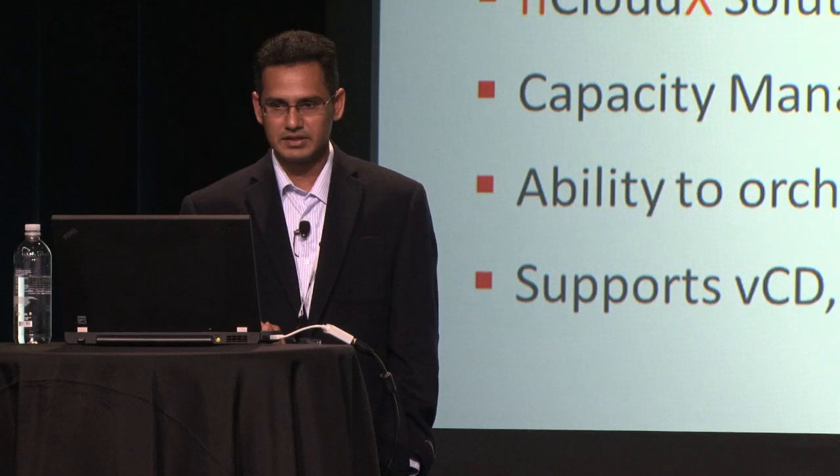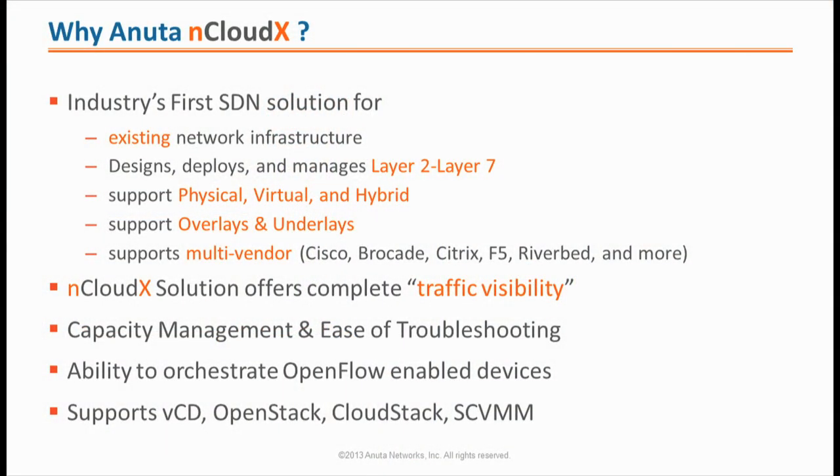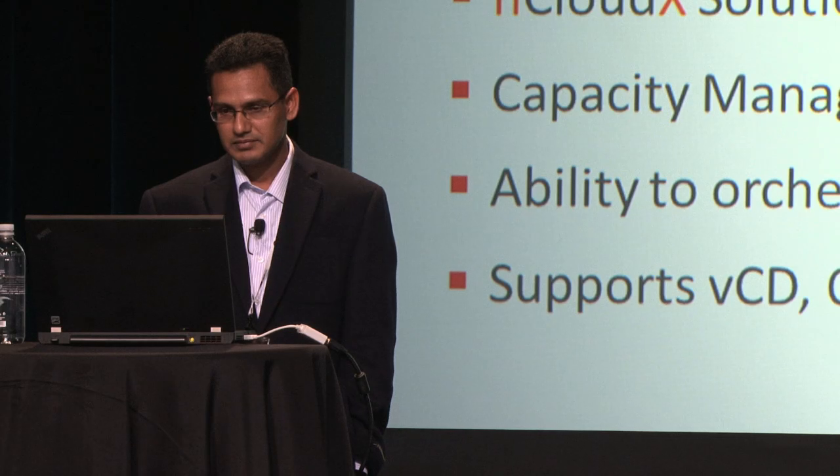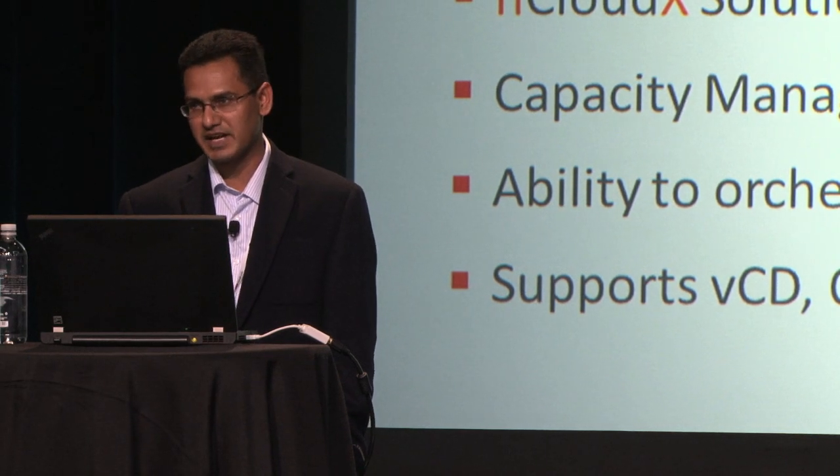To summarize our product, one of the main differentiators is that we work with the existing infrastructure. We provide the service design capability, that can be deployed, and we manage the complete network from layer 2 to layer 7 on a multi-vendor network. Also, we support various form factors, working with physical appliances as well as virtual appliances. We also support some overlays; we currently support VXLAN. And we support capacity management and service monitoring. So essentially, it provides complete network lifecycle management, which starts with network service design, then deployment, and then management.